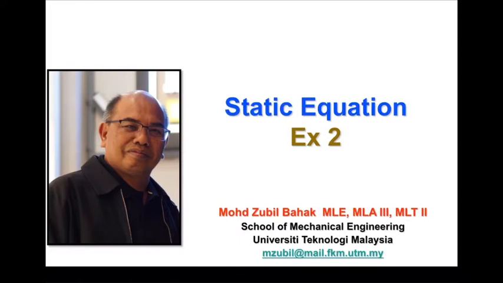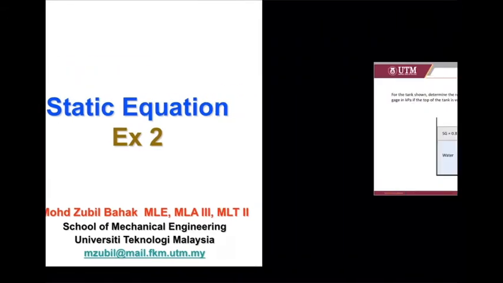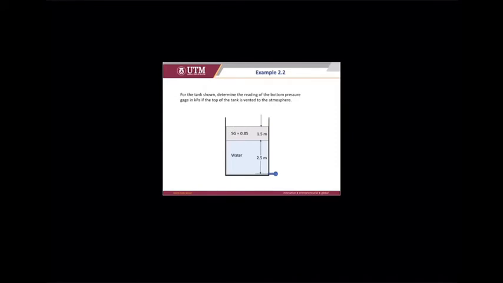But before that, we must remember that the equation we will use in this case is the static equation, dp over dz equals minus rho g. So now let's continue with example number two and see what it is.